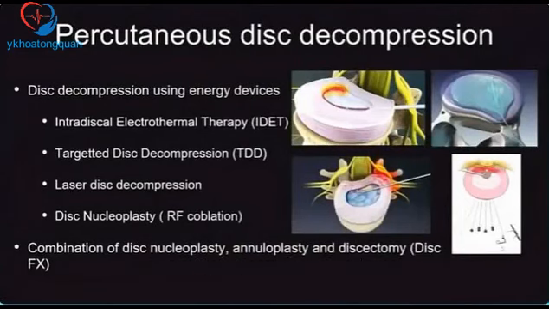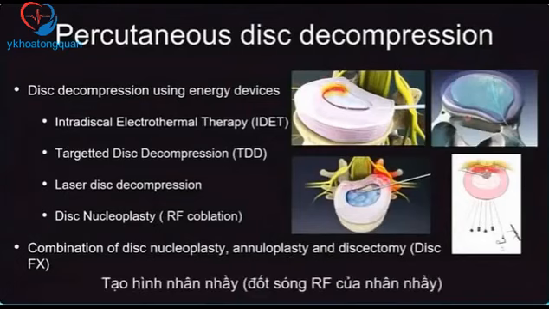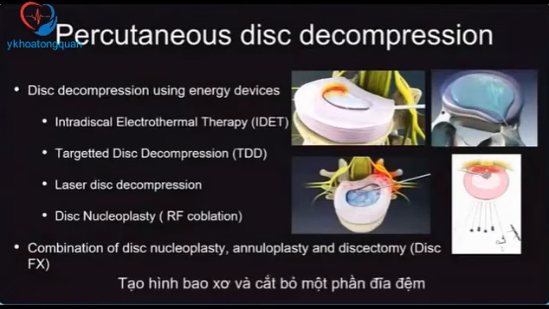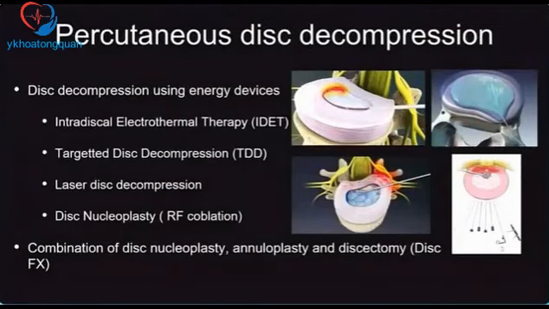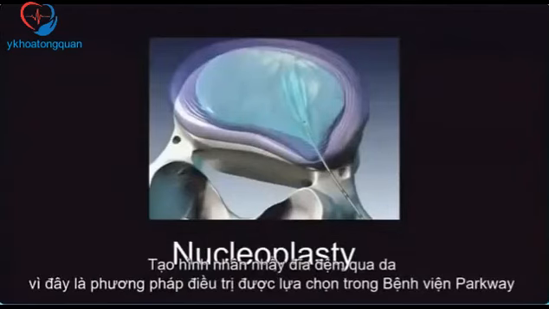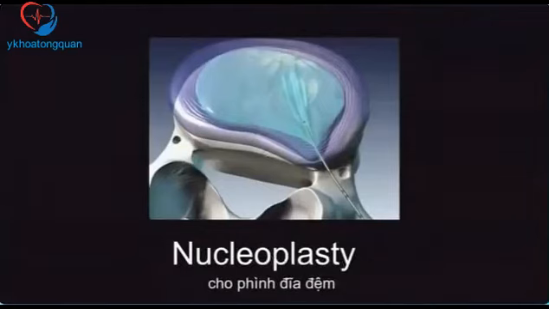This includes IDAT, nucleoplasty or RF coblation of the disc nucleus, or some companies which offer a combination of nucleoplasty, annuloplasty, and discectomy. Today's lecture is focused on percutaneous disc nucleoplasty, as this is the treatment of choice across the Parkway hospitals for disc protrusions.